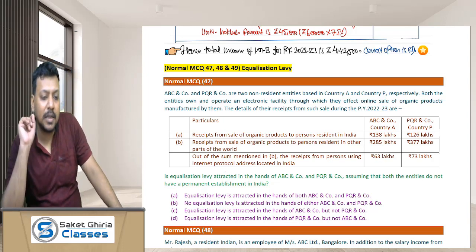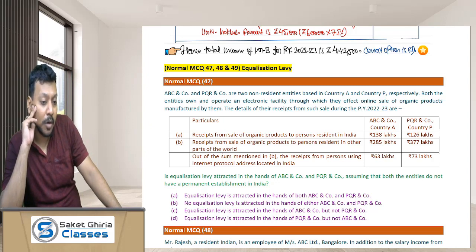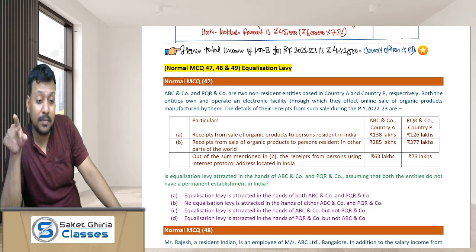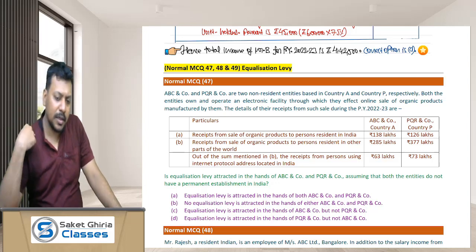Second case is that if the revenue or the gross receipt of the NR e-commerce operator is less than 2 crore. For the calculation of gross receipt, we will see the revenue from the persons resident in India, the revenue from the person using the IP address located in India, as well as the NR entities in certain cases. Okay. That we have seen, every possible thing.